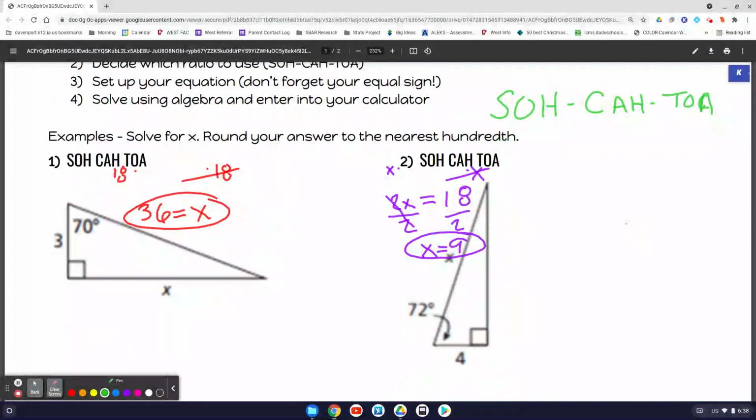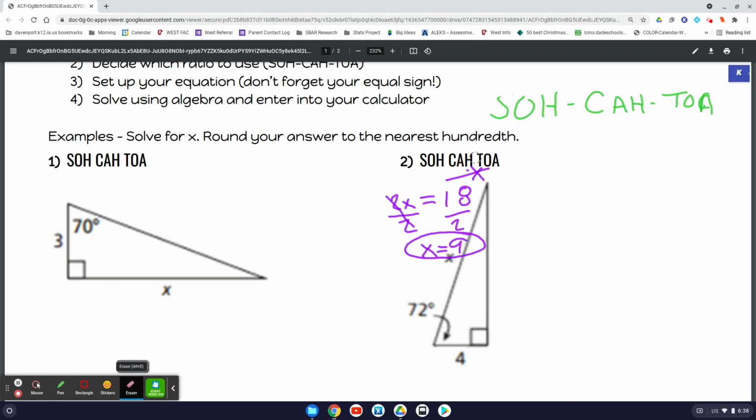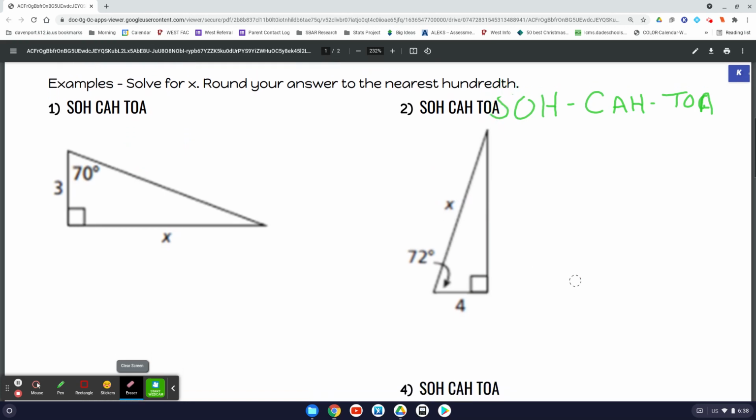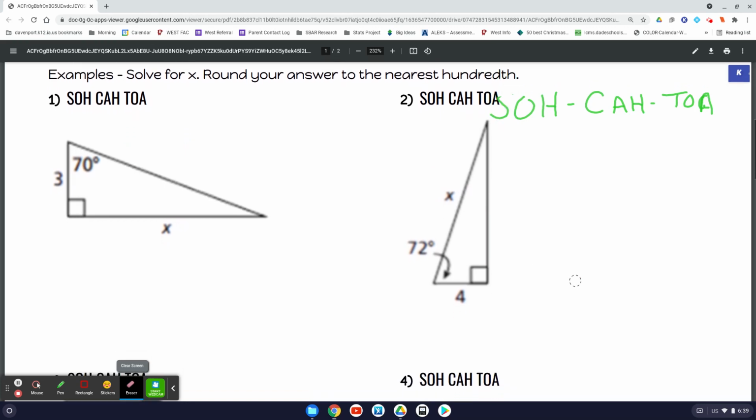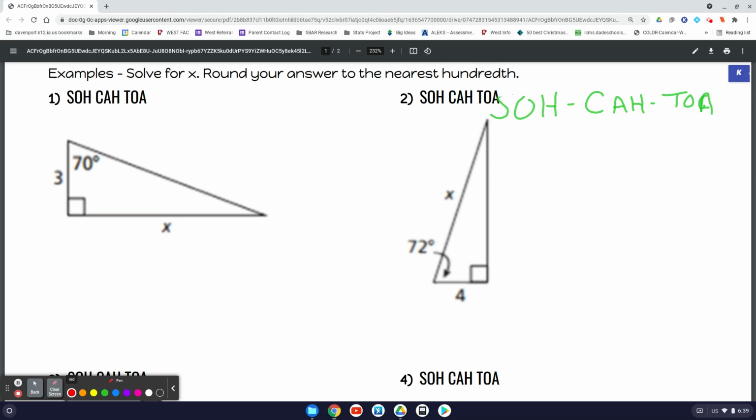let's look at our first problem. Let me erase this real quick. So, our first problem, I'll keep SOHCAHTOA up. First problem says, well, we're going to solve for x. We're going to find our side length. We're still going to round to the nearest thousandth, even though it says hundredth. Rule of thumb, we're always going to do the nearest thousandth.